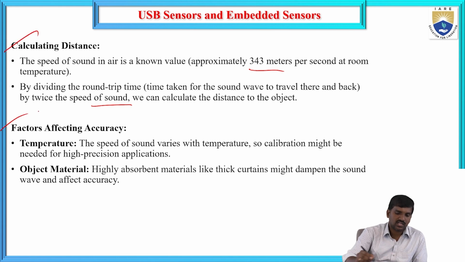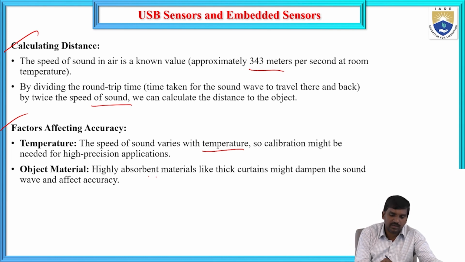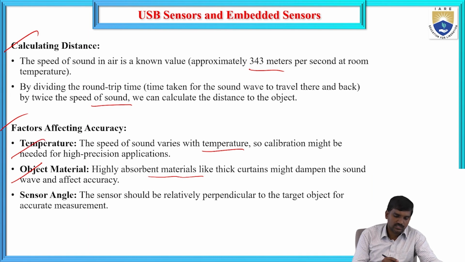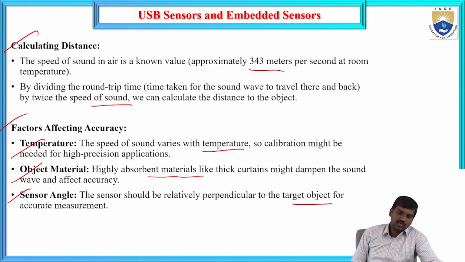And factors affecting the accuracy. Accuracy is also affected by some factors: temperature and object material. In terms of temperature, the speed of sound varies with temperature, so calibration might be needed for high precision applications. That is temperature. Object material: highly absorbent materials like thick curtains might dampen the sound wave and affect accuracy. So these are the two factors affecting the accuracy. Next one, sensor angle. The sensor should be relatively perpendicular to the target object for accurate measurement. So this is one more factor affecting accuracy.